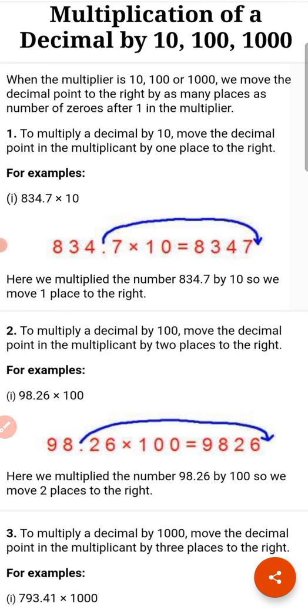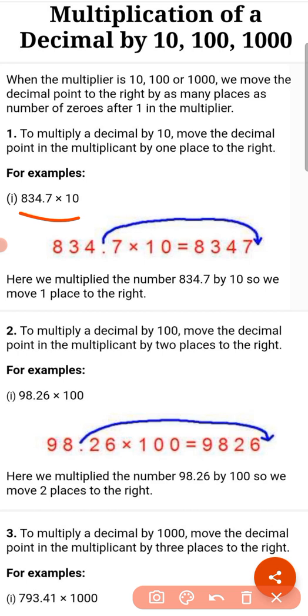When the multiplier is 10, 100 or 1000, we move the decimal point to the right by as many places as the number of zeros after 1 in the multiplier. Let me explain this, children. To multiply a decimal by 10, move the decimal point in the multiplicand by one place to the right. One place to the right.